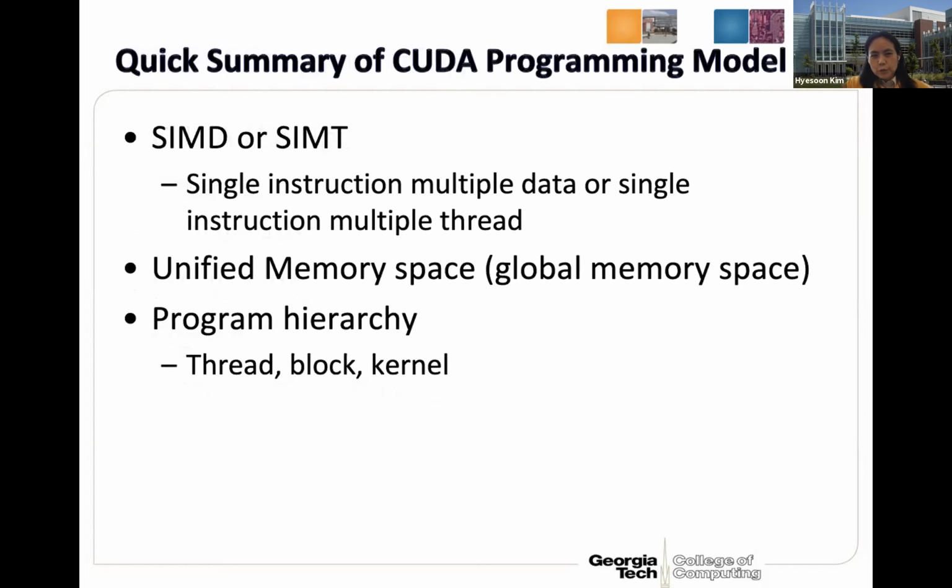And I will also provide a quick summary of CUDA. Again, for people who have worked in this field, these are really basic materials, but I want to also provide context for the people who have not done any GPU research. So in a quick summary, the CUDA programming model is somewhat based on single instruction multiple data, but because it allows divergent branches, it becomes single instruction multiple thread. It has a unified memory space, and the program hierarchy is thread, block, and kernel.